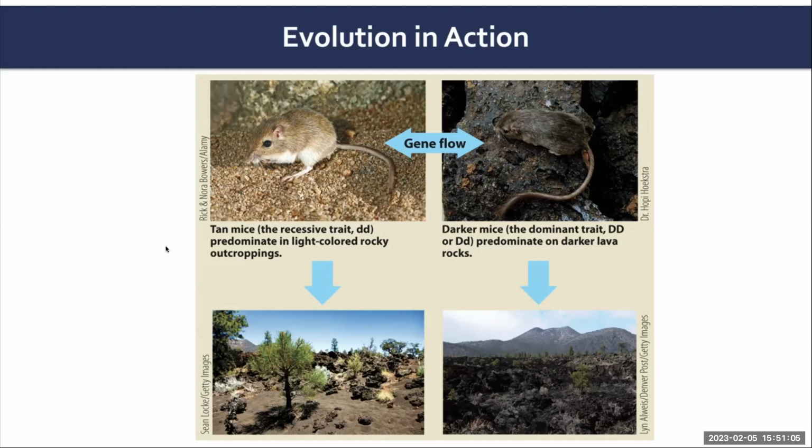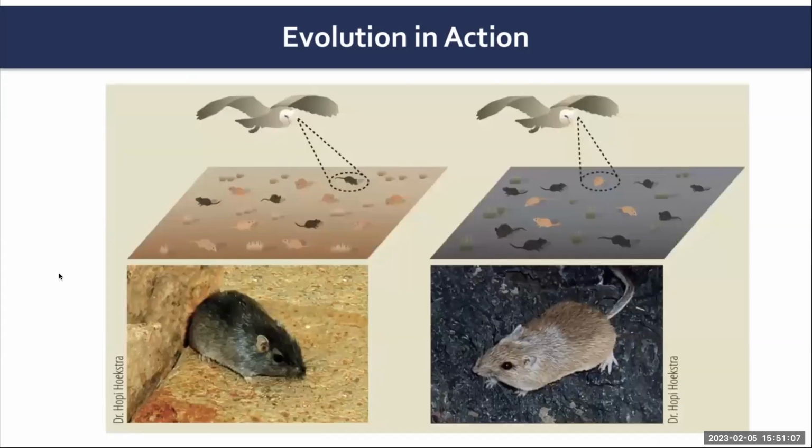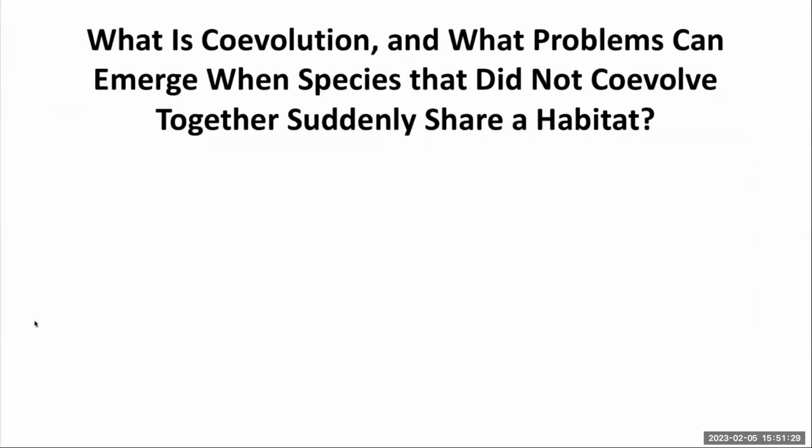So in this example, it's predatory owls that are likely the selective pressure that has selected for different coat colors in different habitat types. So lots of predator-prey examples. So you can see how important that relationship is to evolution. And we spoke a bit about that in the ecology unit.